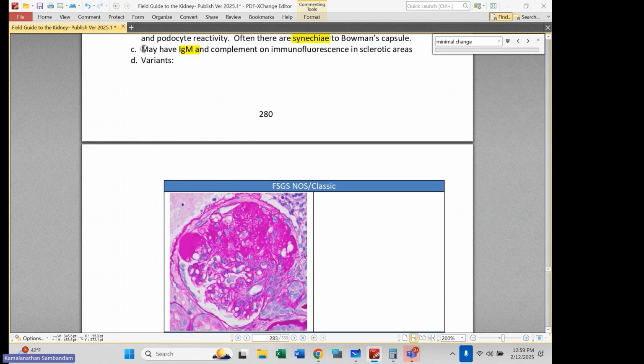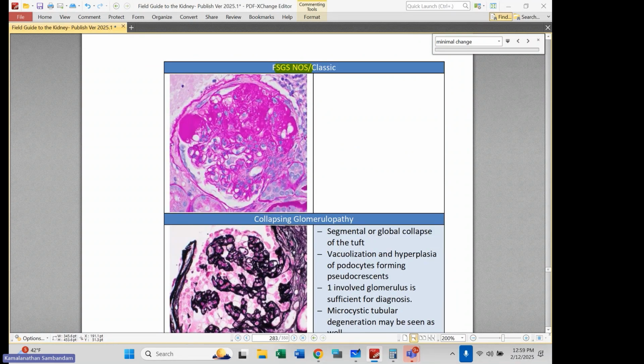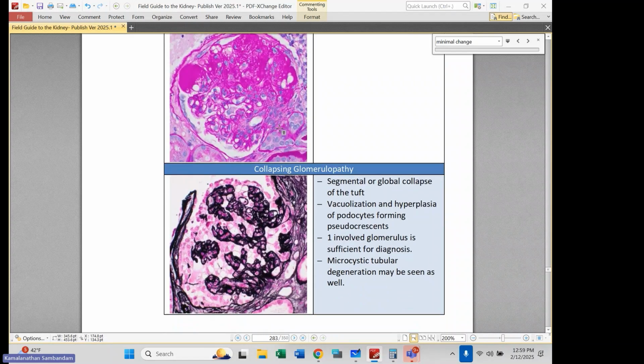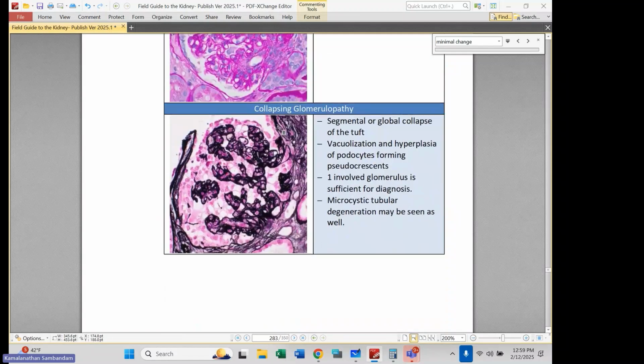Now, your variants of FSGS include just what we call FSGS not otherwise specified. Here would be an example of that. Here's a PAS stain. Here's a focal scar that we would potentially call just FSGS not otherwise specified.